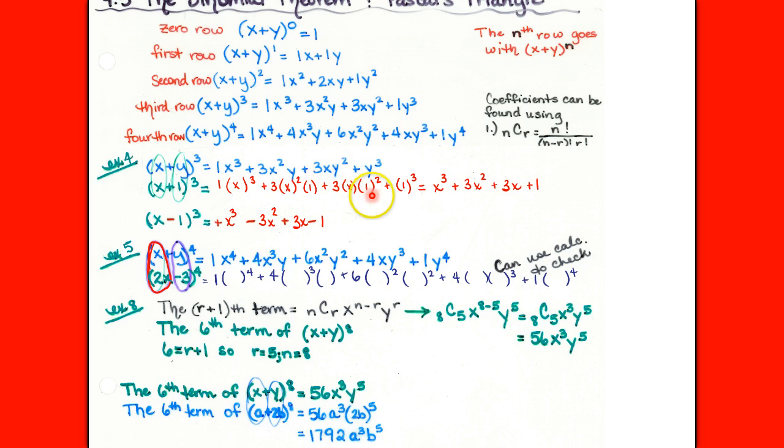Here I would have been putting in a negative 1 in the place of y, so that would have been negative 1 squared. Negative 1 squared is positive 1, so 1 times 3, this still would have been a positive 3. And here I would have been putting in a negative 1 cubed. Negative 1 cubed would be negative 1.